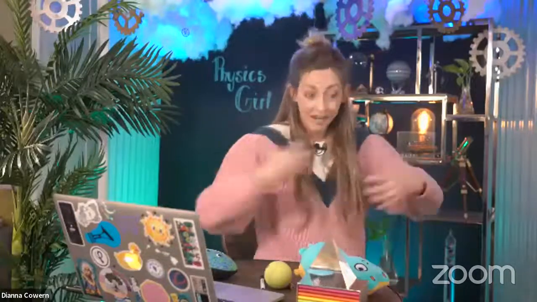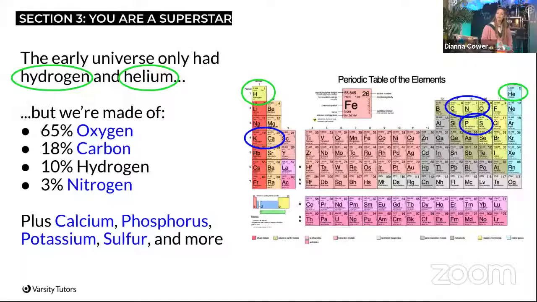So if someone ever asks you what your body is made of, you can tell them that you are about 65% oxygen, 18% carbon, 10% hydrogen, and 3% nitrogen, and then small amounts of a lot of the other atoms.